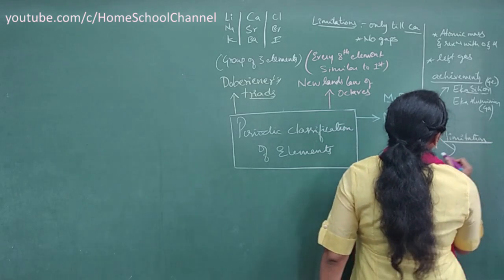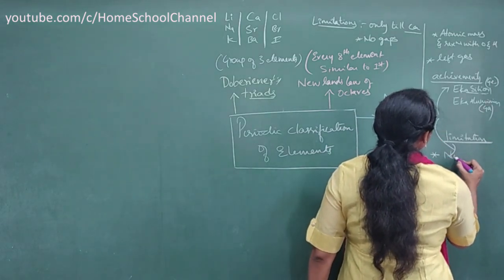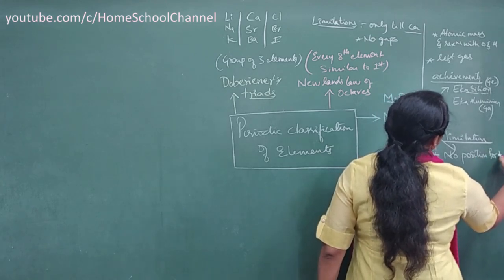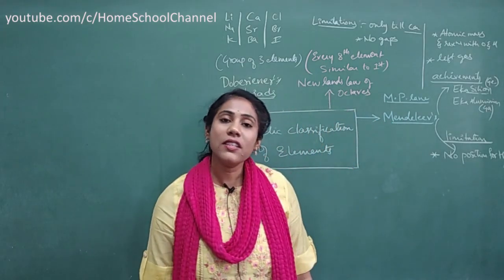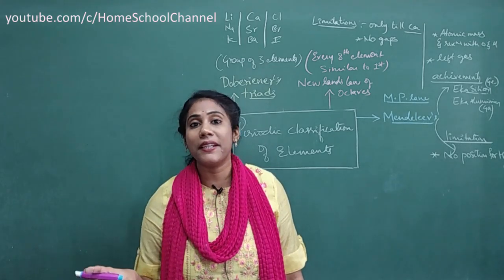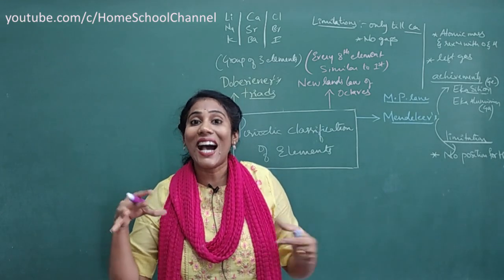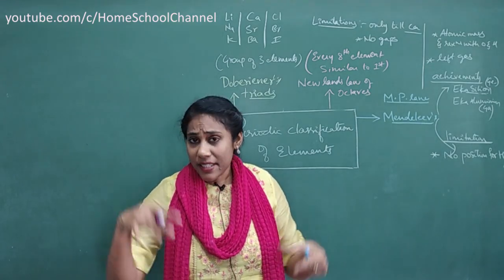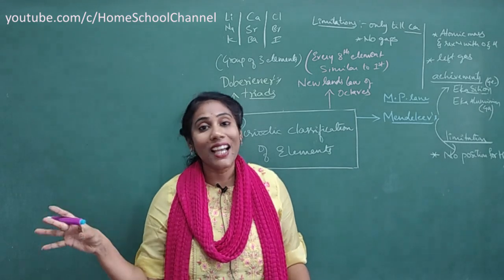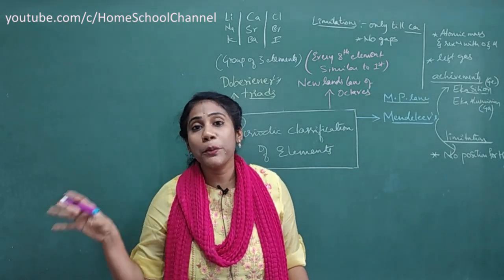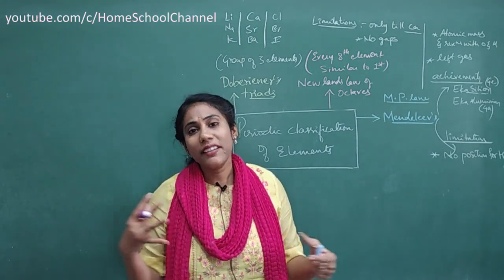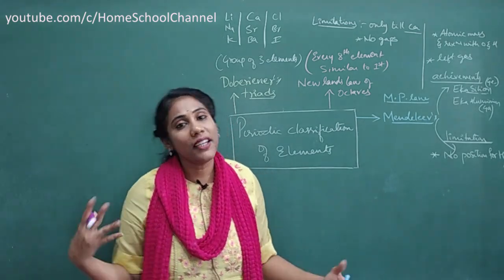Limitations are very important. The first limitation was that there was no position for hydrogen, because hydrogen was showing similarities with first group elements as well as 17th group elements. It was showing similarities with alkali metals, in the sense sodium, lithium, potassium, rubidium, all these. And it was also showing similarity with halogens, meaning chlorine, fluorine, bromine, iodine. So he was in a dilemma about where to keep hydrogen, and that's why he could not give any position for hydrogen.